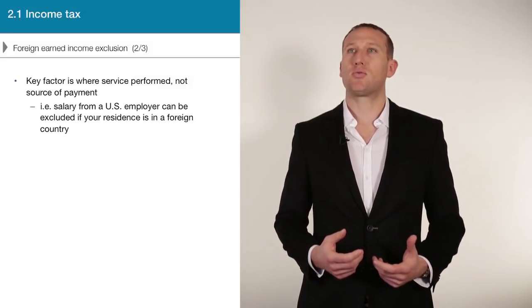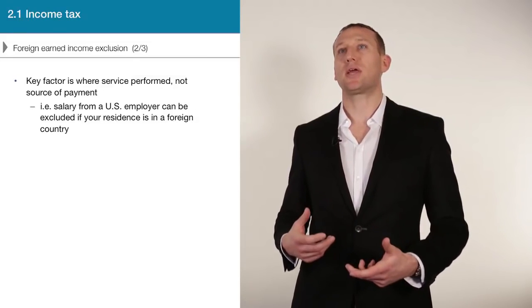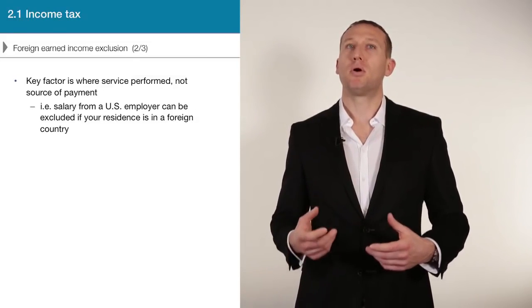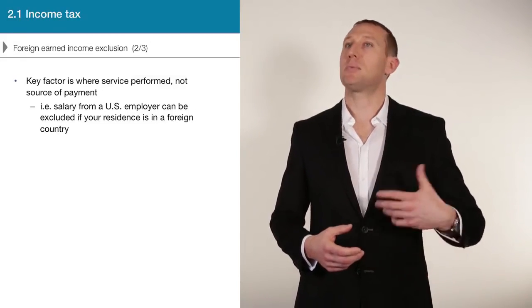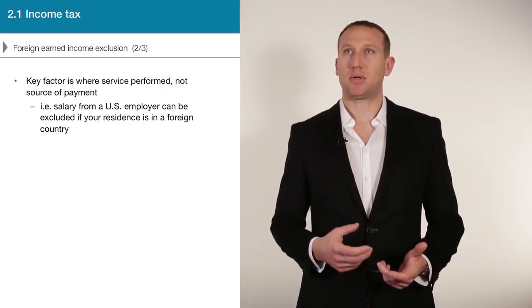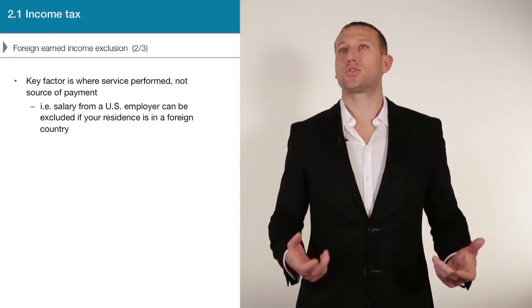One of the key things to remember about earned income is that the U.S. determines the source of income based on where the service is performed. For example, you could be living in Germany but working for an American company and being paid by an American company. This income would still qualify for the foreign earned income exclusion as long as you were considered a resident of Germany. And we're going to speak about residency a little bit later.